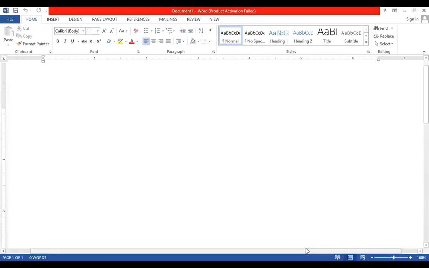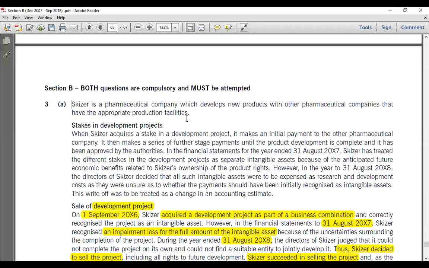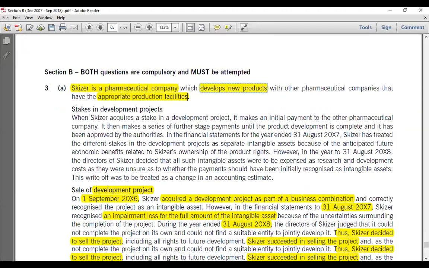We are going to say that, we're writing the answer of the Skizzer. And let me read one more thing from the question that will make it easier for us to answer. There are 2 lines above as well. It says that Skizzer is a pharmaceutical company which develops new products with other pharmaceutical companies that have appropriate production facilities. So being a pharmaceutical company, we develop the new products to use those rather than to sell those.